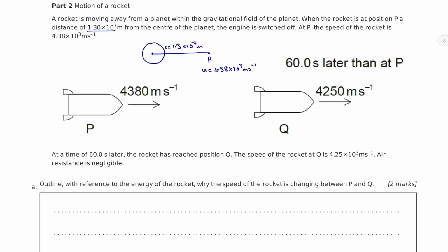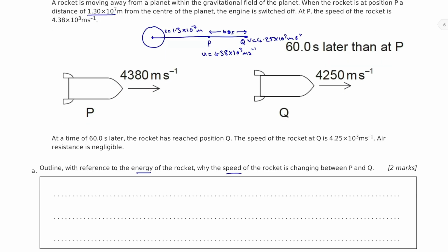60 seconds later, so time is equal to 60 seconds, it has a final speed, v, of 4.25 times 10 to the 3 metres per second. At a time of 60 seconds later, the rocket has reached position Q, we're calling that Q. The speed of the rocket is 4.25 times 10 to the 3. Air resistance is negligible. Outline with reference to the energy of the rocket why the speed of the rocket is changing between P and Q.